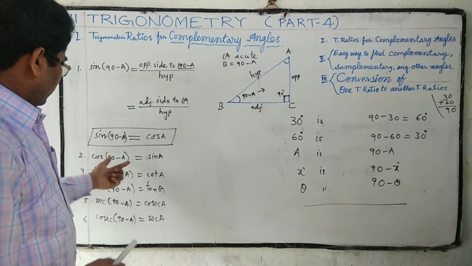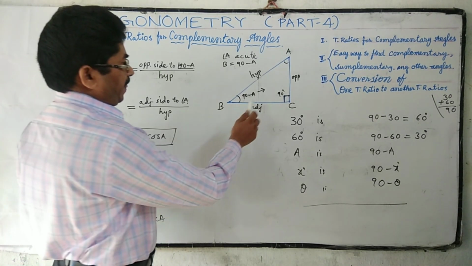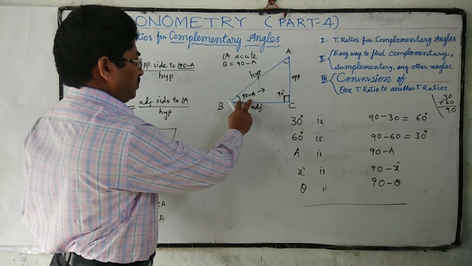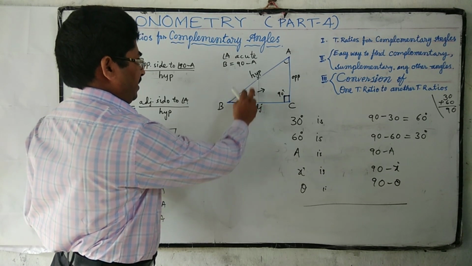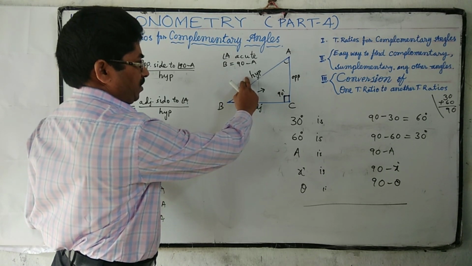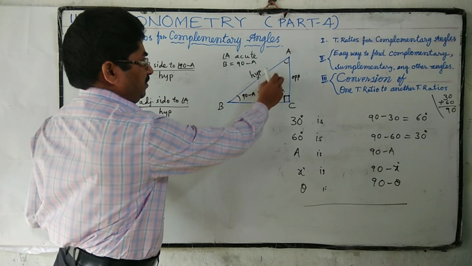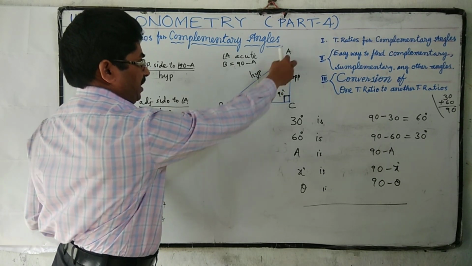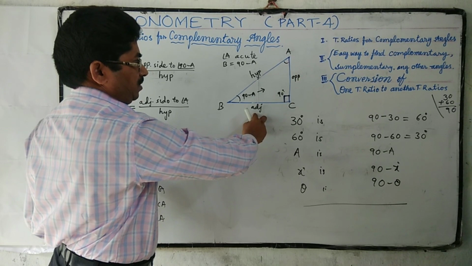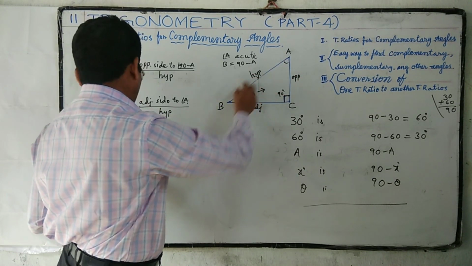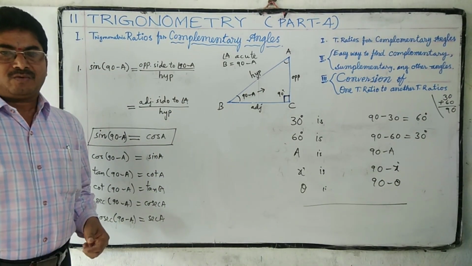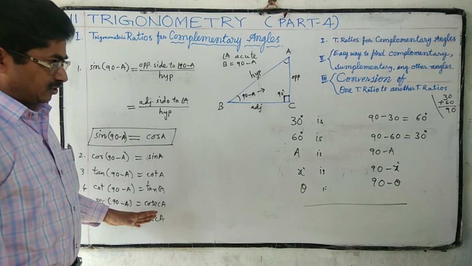We can observe once this cos 90 minus A. Cos 90 minus A is equal to adjacent side by hypotenuse. But this is opposite to A. Hypotenuse is common. That's why opposite by hypotenuse is sin A. We can understand the remaining ones also like this.